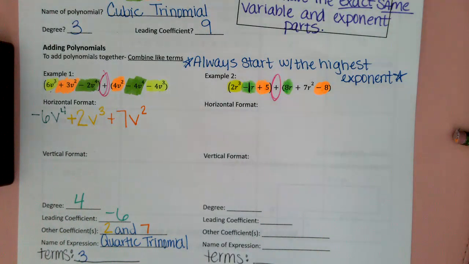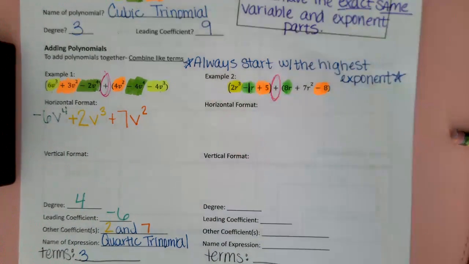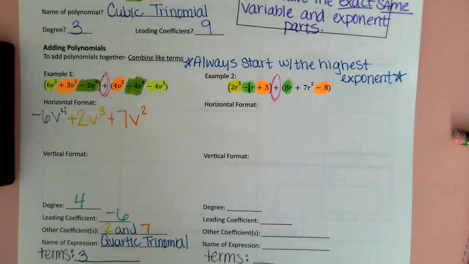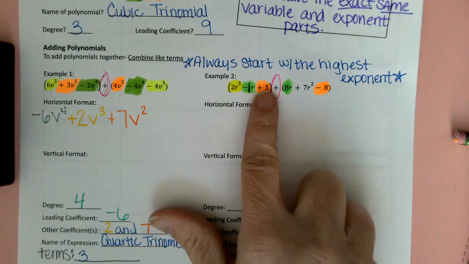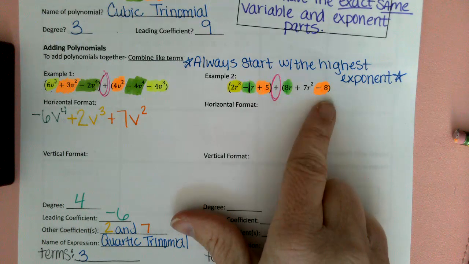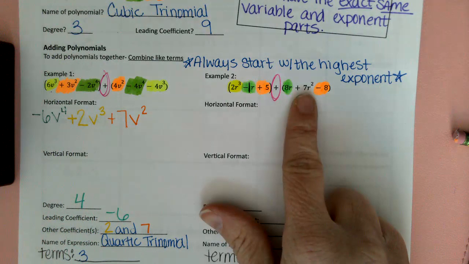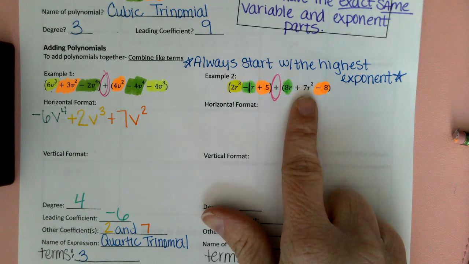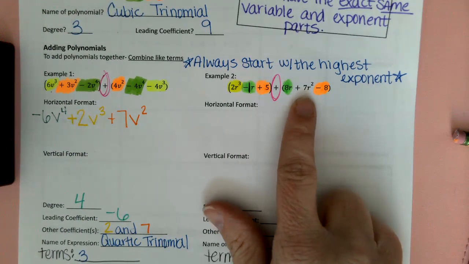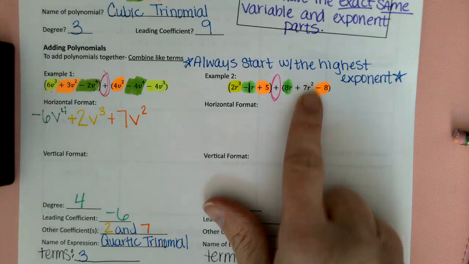The negative 8 is like it because, I'm sorry, back up, neither one of them have variables. So that's why they are like terms. They are also called constants. Right? Now, the only one that's not highlighted, and I just don't have another color highlighter, so I'm just going to leave it white, is this plus 7r squared.